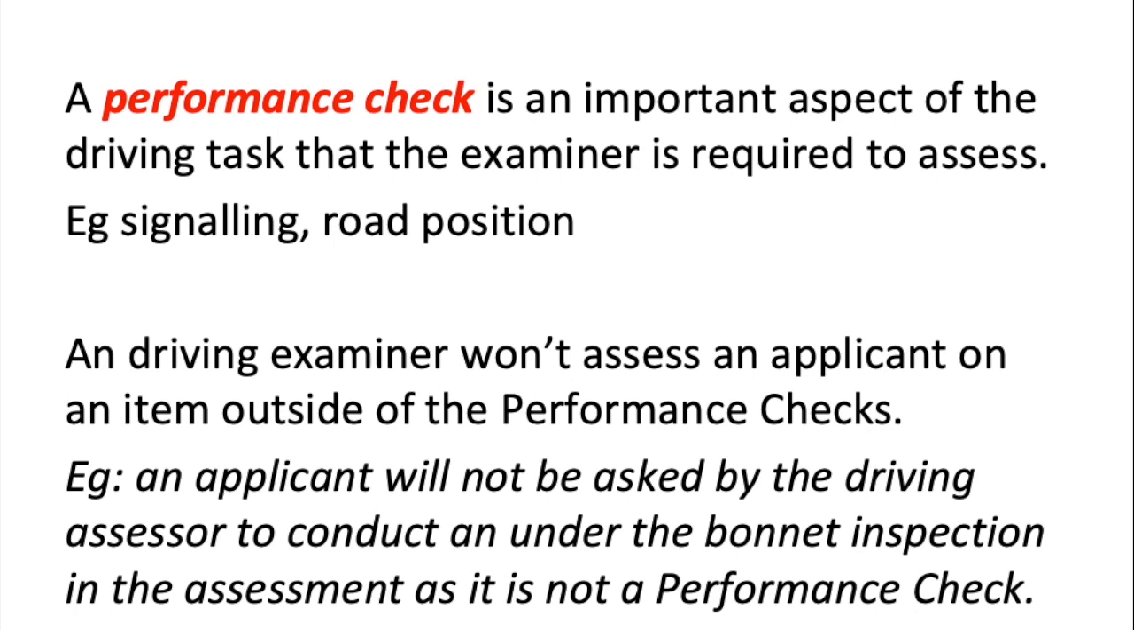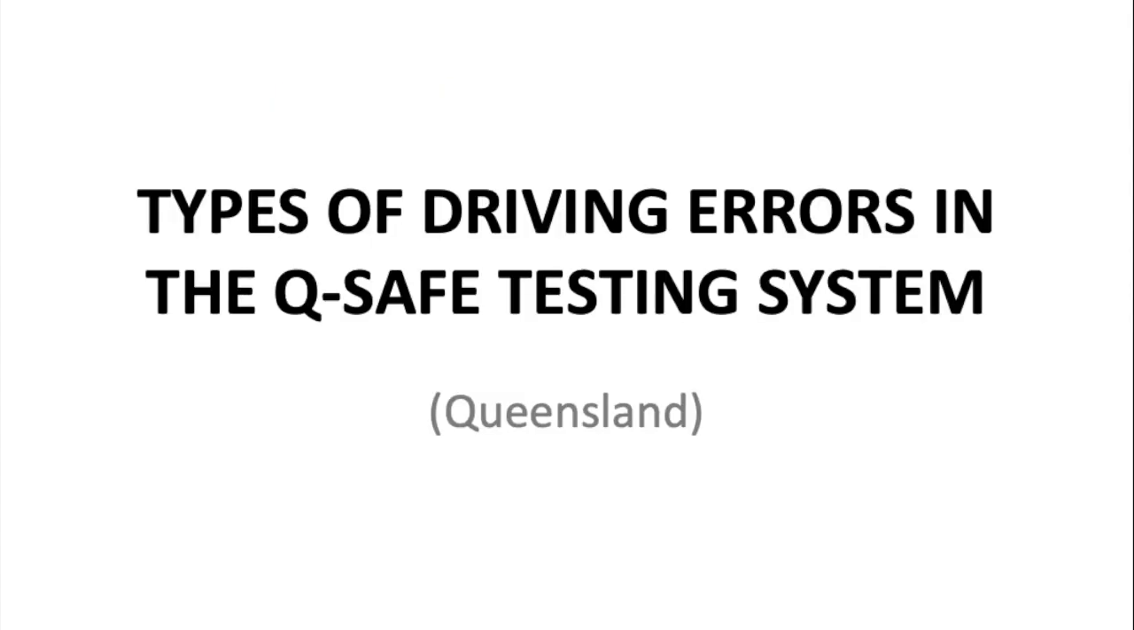A performance check is an important aspect of the driving task that the examiner is required to assess, for example, signalling or road position. A driving examiner won't assess an applicant on an item outside the performance checks. For example, an applicant will not be asked by the driving assessor to conduct an under-the-bonnet inspection in the assessment, as it is not a performance check.